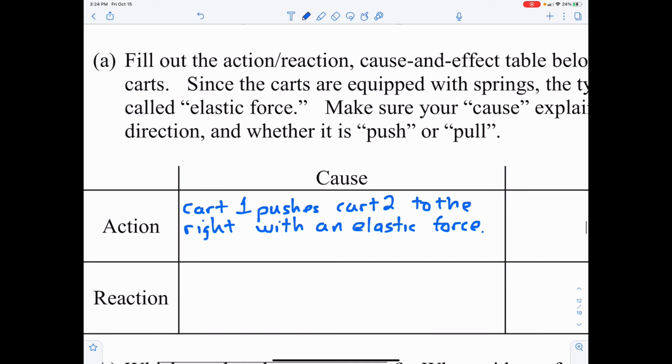The reaction is basically the opposite thing from the other object, meaning cart 2 simultaneously pushes cart 1 back to the left, also using an elastic force.